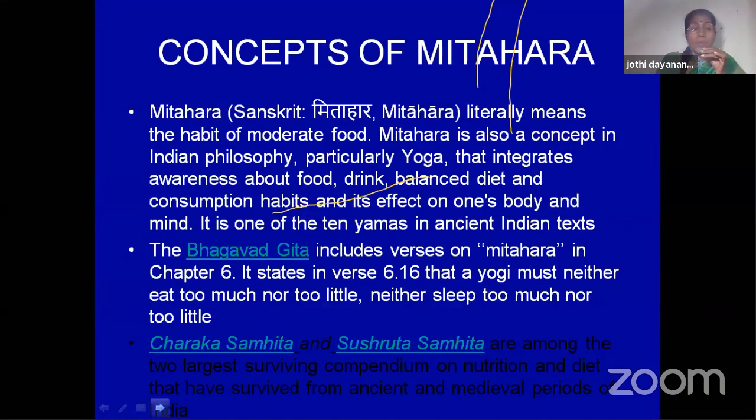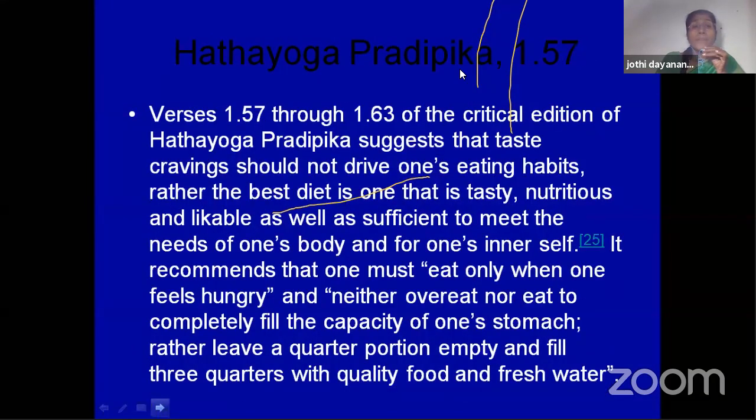So next comes the Hatha Yoga Pradipika. When you see the concept of diet mentioned in the Hatha Yoga Pradipika, it also speaks about the verses 1.57, and you can note it down. And through 1.63 of the critical edition of the Hatha Yoga Pradipika, one of the editions, it suggests that taste cravings should not drive one's eating habit.